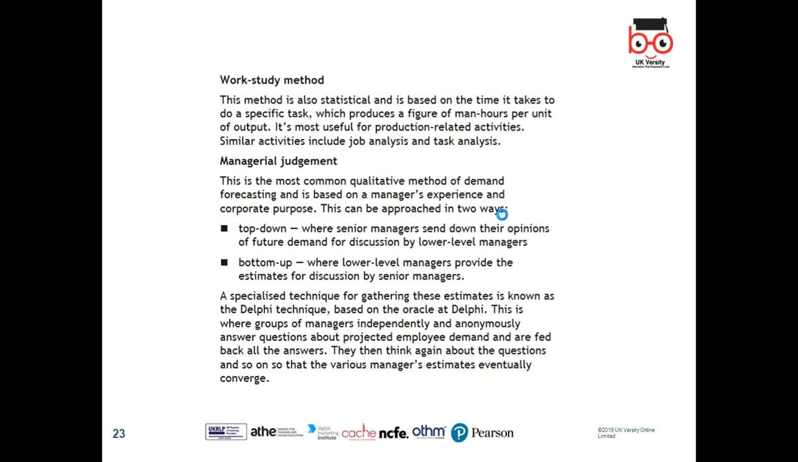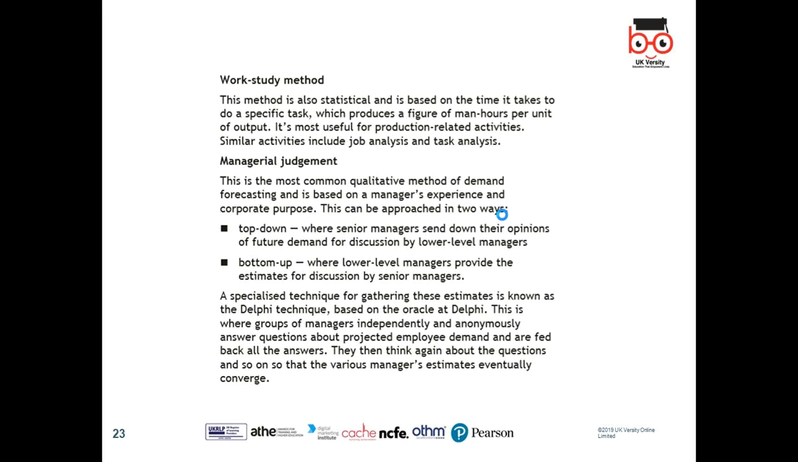Okay, the work study method. This is based on the time it takes to do a specific task, which produces a figure of the man hours per unit of output. Like how much time is required per hour to produce one unit. It is most useful for production-related activities.